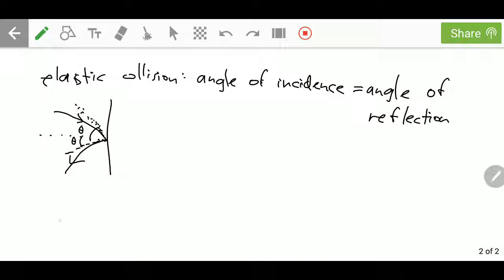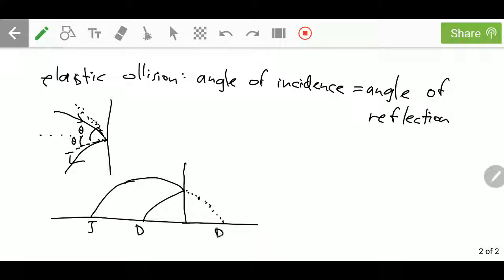Here we have Jordy, and here we have Diego, and here we have the wall. But since the ball gets reflected, what we can do is that we can just reflect this entire trajectory onto the other side of the wall. And so let's call this new point D prime. And now we see that the ball needs to travel a total of 30 meters horizontally, which is the sum of those two distances.